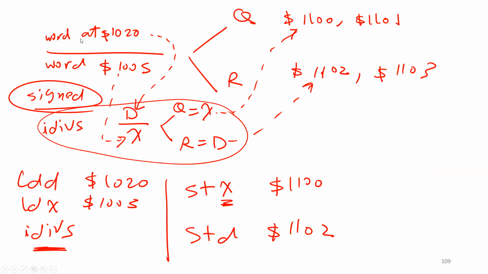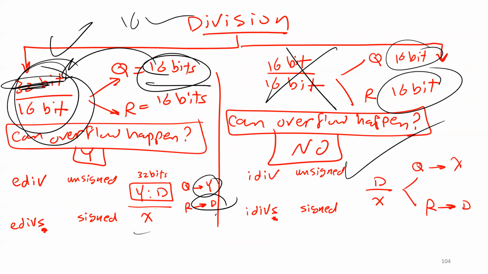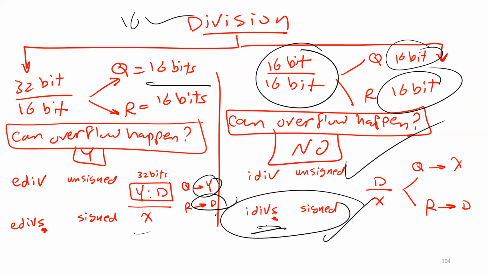Next one here. I want to divide the word at location 1020 by the word at location 1005. So I want to divide word by word, and this division is signed. Is that okay? Number one, you have to ask yourself what instruction I can use. Here I want to divide word by word, and it is signed. So I have to use IDIVS. And in case of IDIVS, you have to put one in D, one in X.